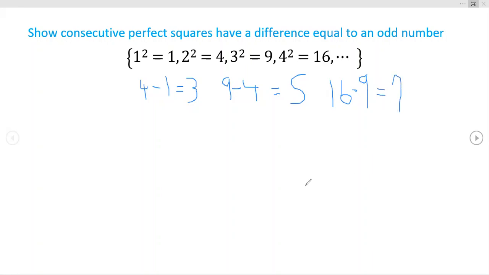Okay. So we got a strong indication just from the first few examples that the difference between consecutive perfect squares is an odd number. Odd, odd, odd. There's something odd about this. Okay, now let's explore this a little further. This does not constitute a proof, just some overwhelming evidence that it's probably true.